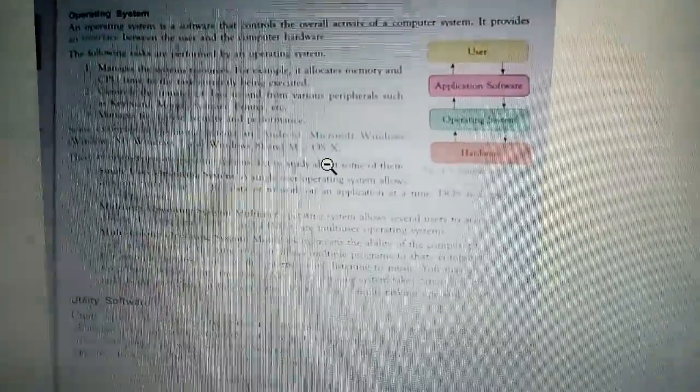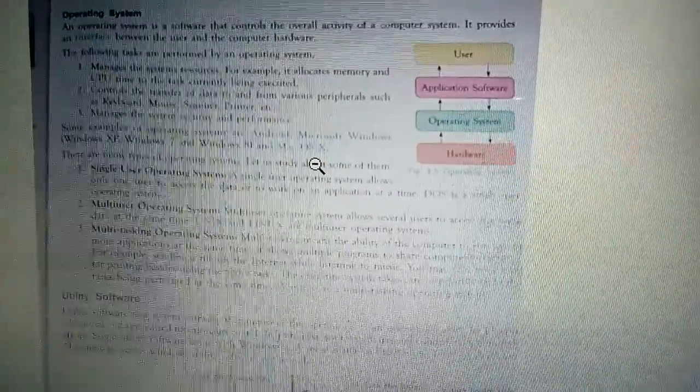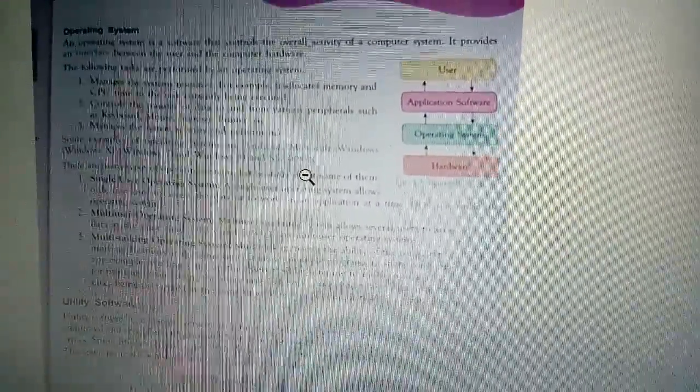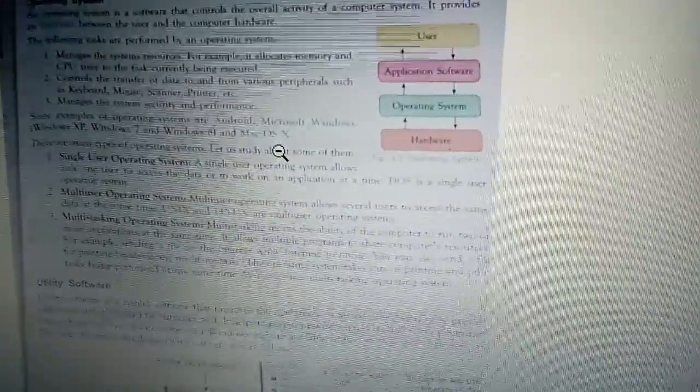Now we can say some examples of computer operating system are Android, Microsoft Windows, Windows XP, Windows 7 and Windows 8. These all are the examples of operating system. The last one is Mac OS X. These all are the examples of operating system.